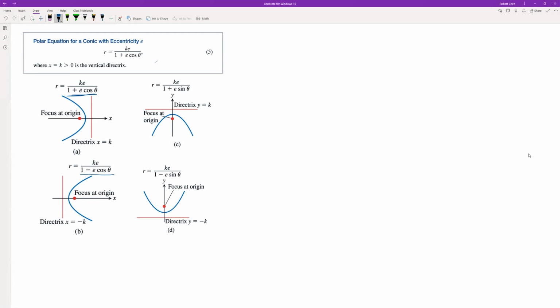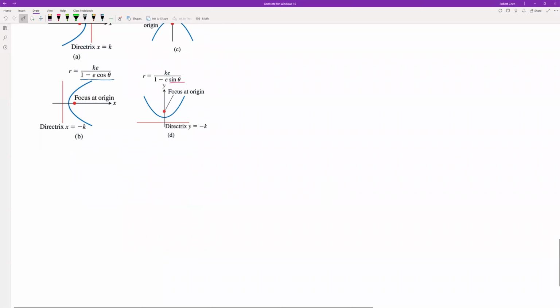And if it's opening up or down, instead of cosine, we have sine. That's the main difference here. So that's the four general forms for a parabola in terms of polar equations. And this is actually specifically for parabolas. Forgot to mention that.